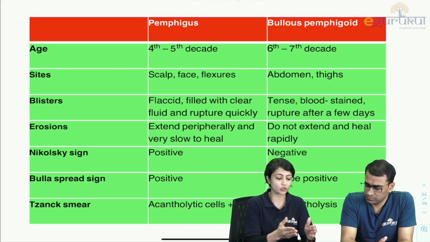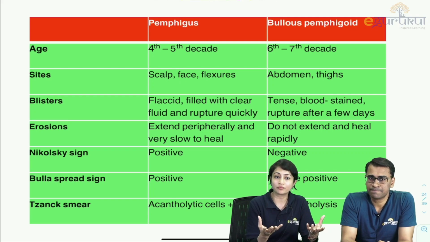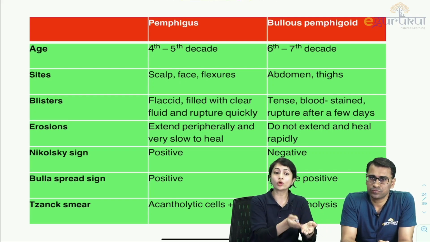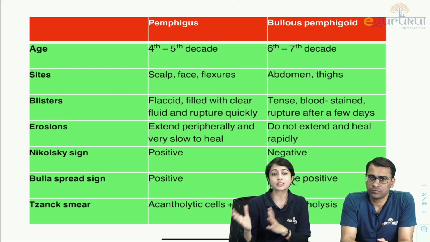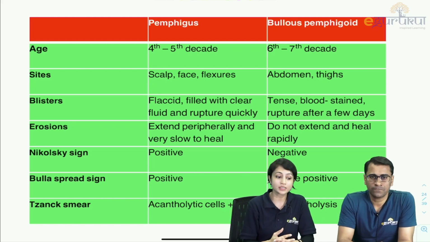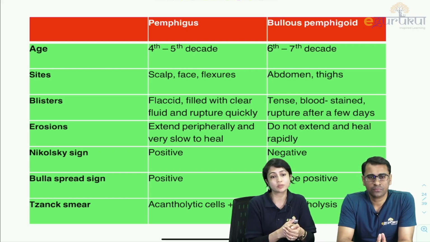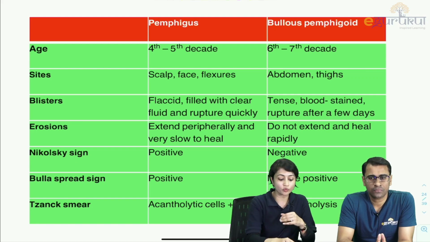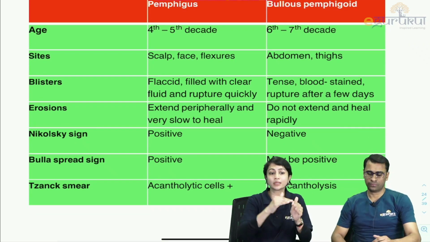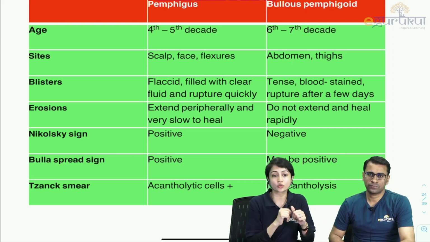And how much time do they take to rupture? So that will differentiate. Then, are the erosions extending peripherally? If they are, we are talking more of intraepidermal disorders, whereas in subepidermal disorders, they will not extend peripherally. Then Nikolsky sign will be positive in the Pemphigus group of disorders and negative in bullous pemphigoid. Bulla spread sign would be positive in both the groups, but the type of spread would be different. And Tzanck smear again. So Tzanck smear will be positive in the Pemphigus group of disorders.